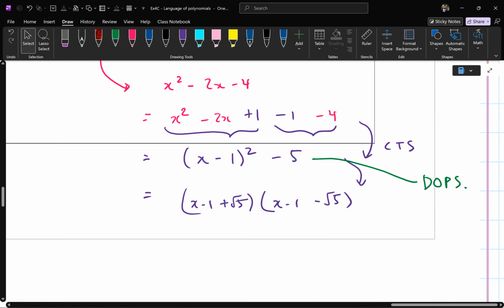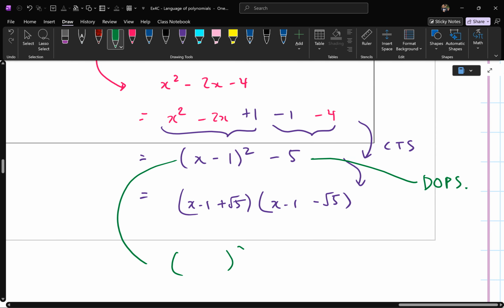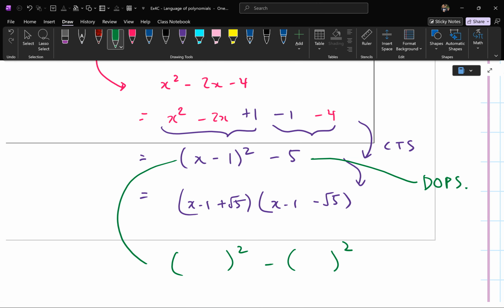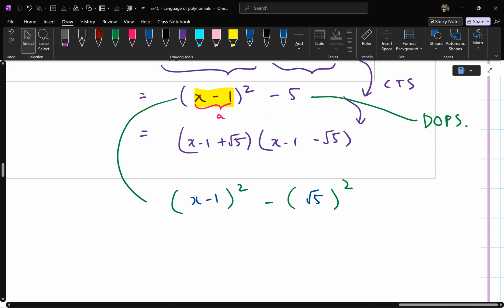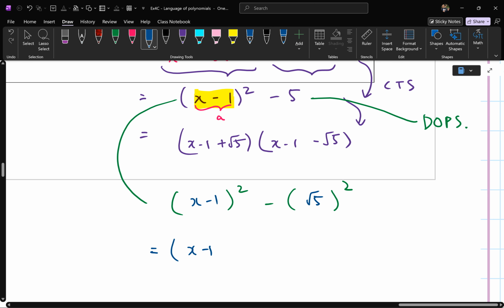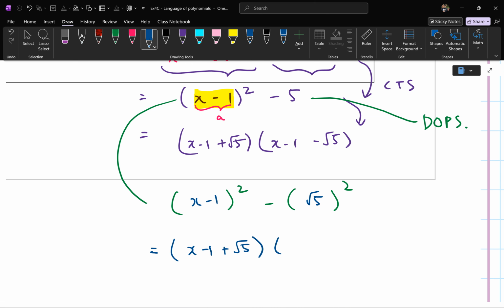So remember all of this is essentially saying I've got something squared minus something squared. A squared minus B squared is the same thing as A minus B times A plus B. Well, that's my A. Here's my A. That's my A term. And then to make 5 a squared term, it should be root 5. So using difference of perfect squares, I can say it's x minus 1, so that's my A plus B. And then A, again, minus B.